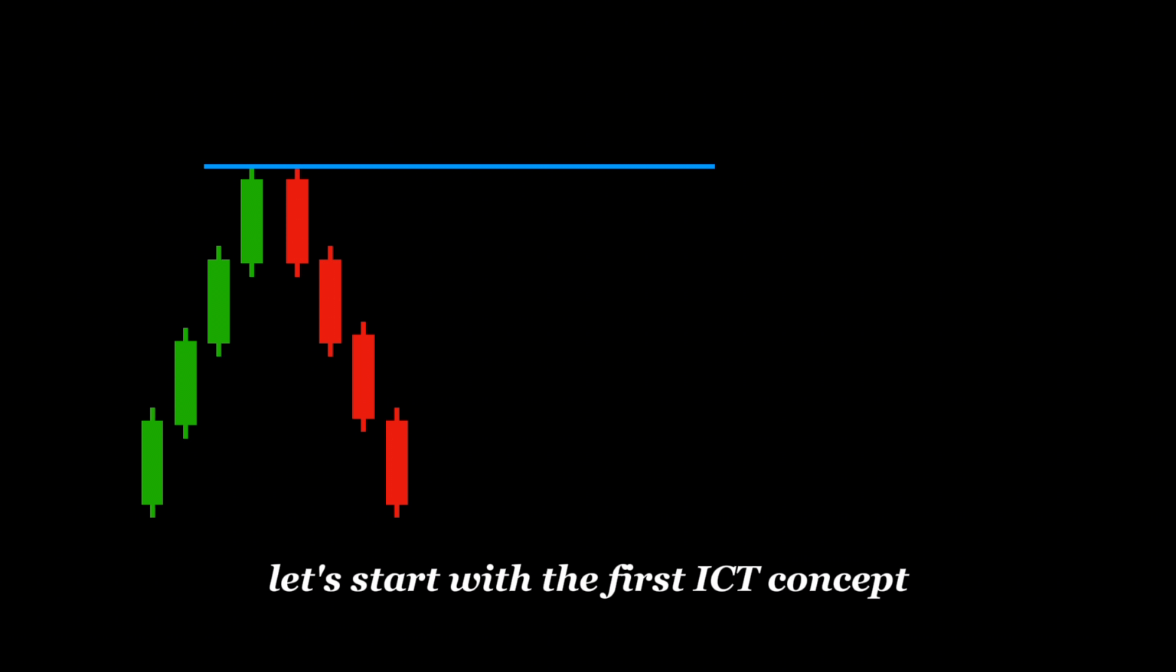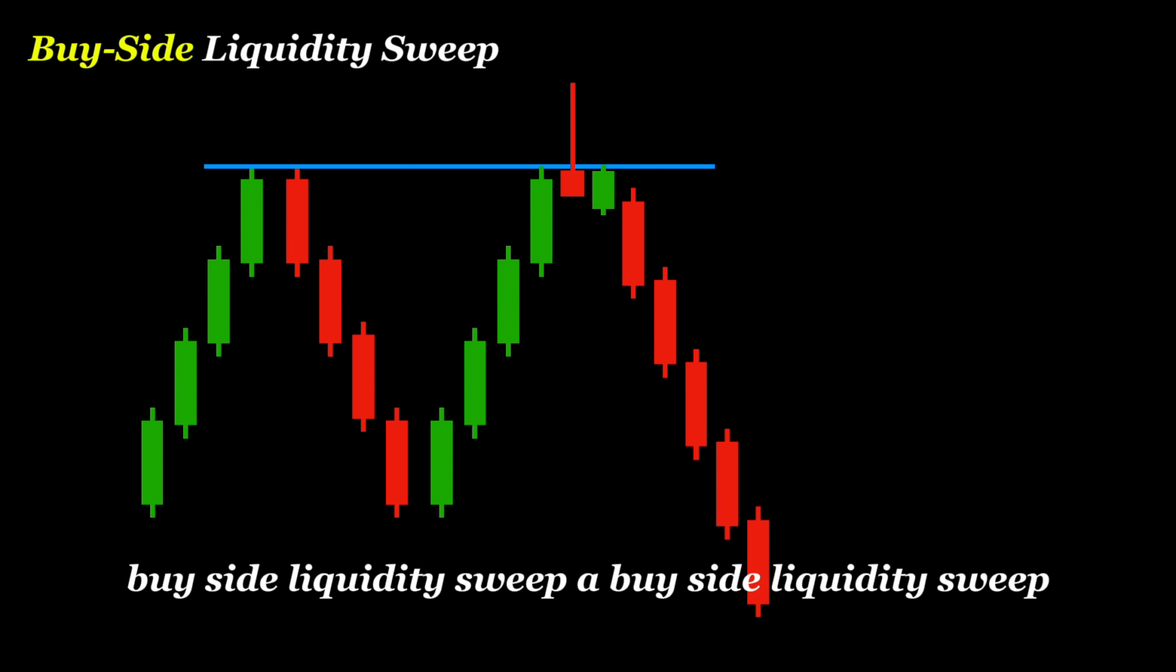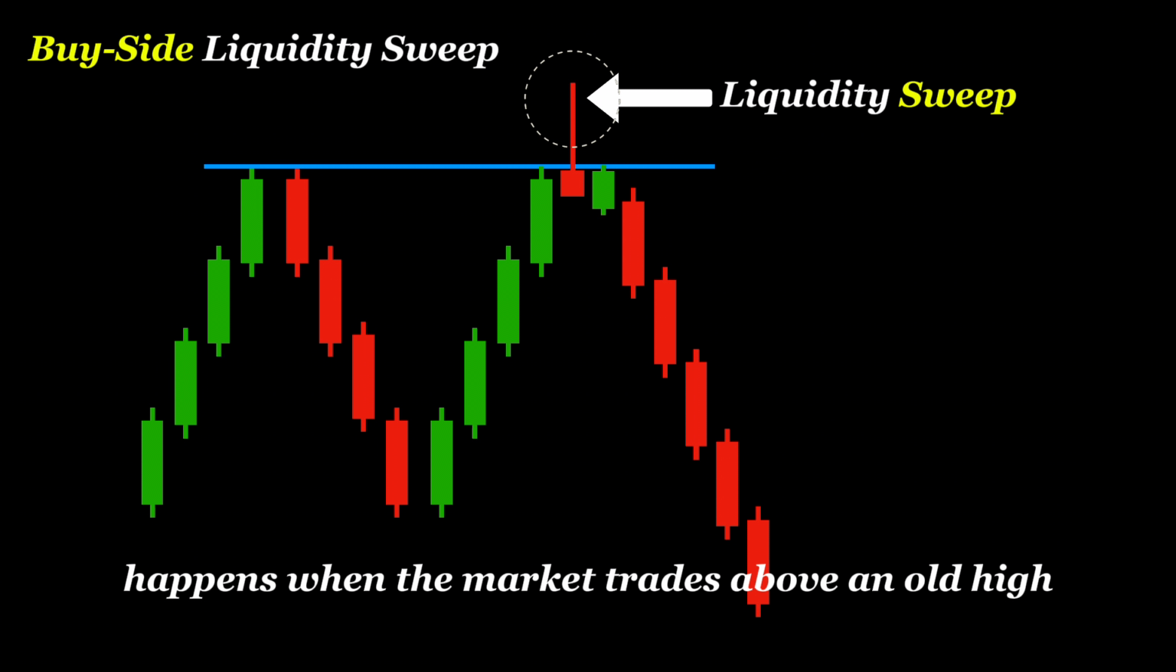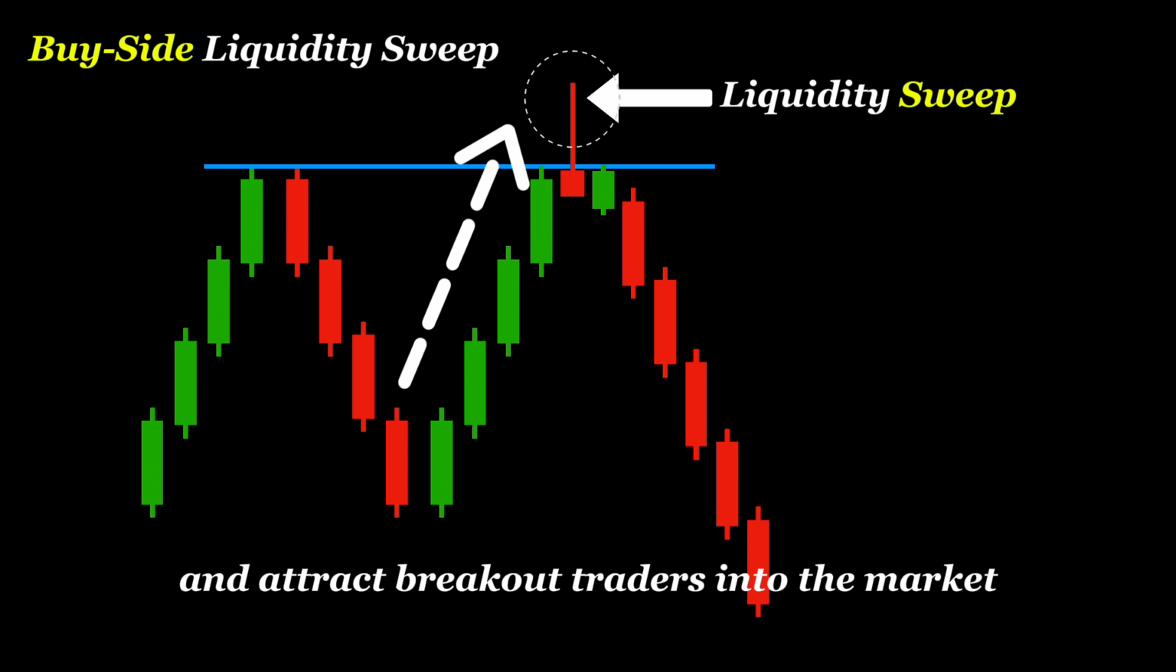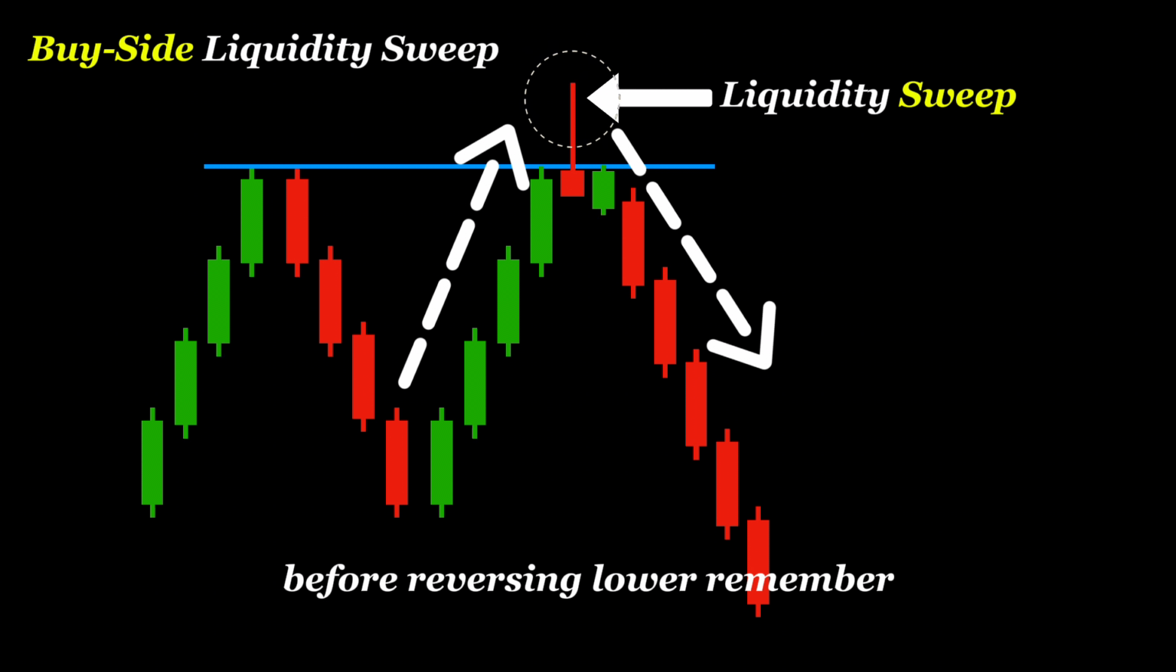Let's start with the first ICT concept, buy-side liquidity sweep. A buy-side liquidity sweep happens when the market trades above an old high to trigger buy stop orders and attract breakout traders into the market before reversing lower.